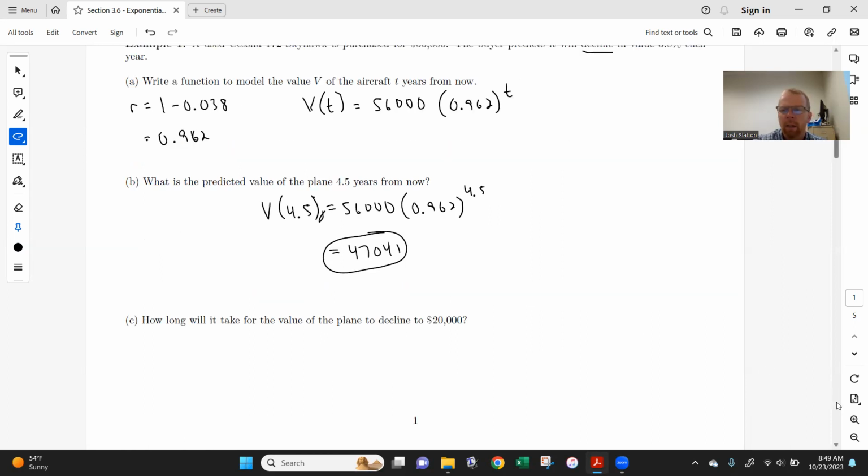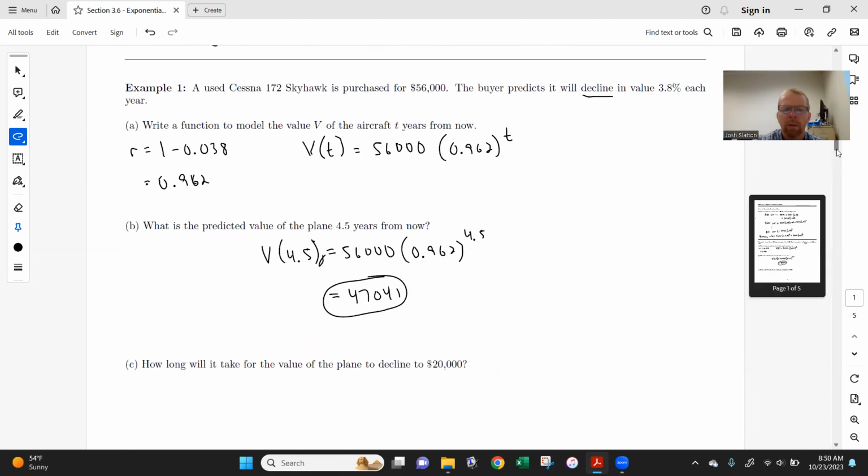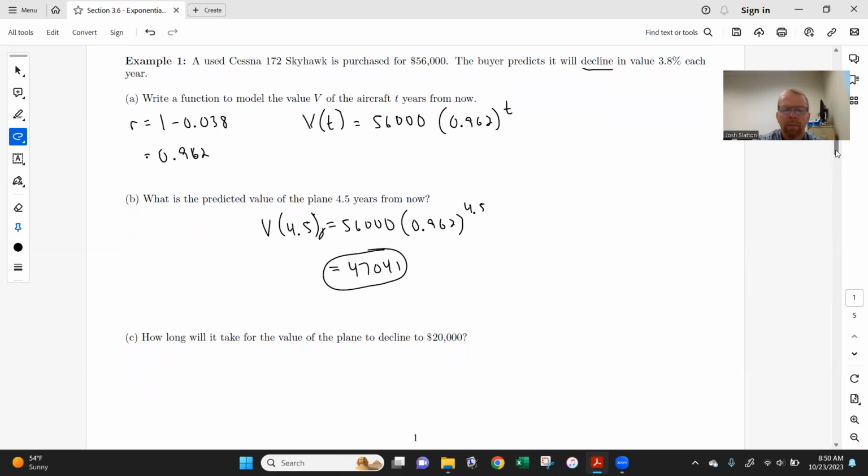Then C is a little bit more algebra. How long will it take for the value of the plane to decline to $20,000? We're starting at 56,000, decreasing over the years. So how long will it take to get down to 20,000? We set this equation equal to 20,000 and solve for t. So 20,000 equals 56,000 times 0.962 to the t.